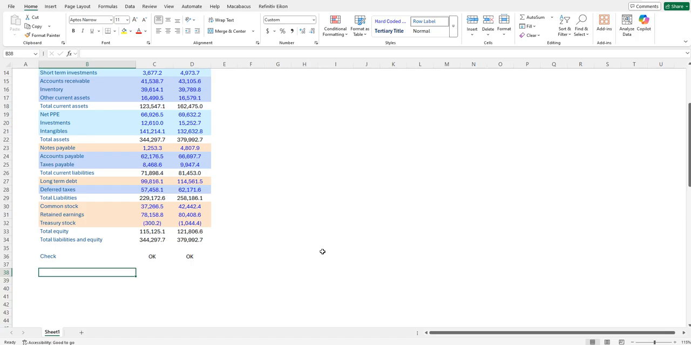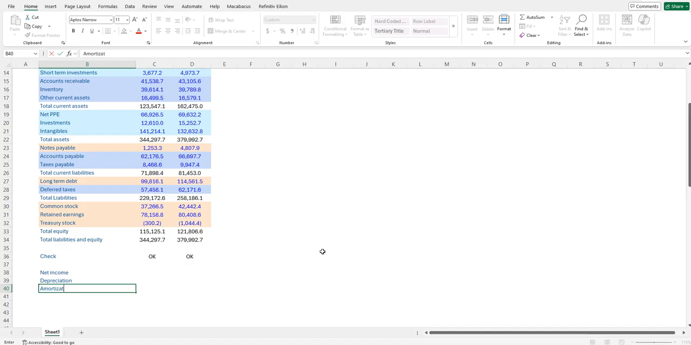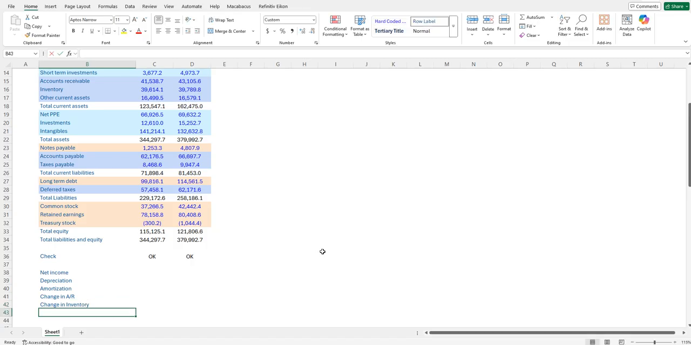And we're going to use the indirect method to calculate the cash flow statement, right? So we add back the net income and depreciation as well, amortization, okay? And then I would say the change in accounts receivable, the change in inventory, and the change in other current assets. These three are from the asset section.